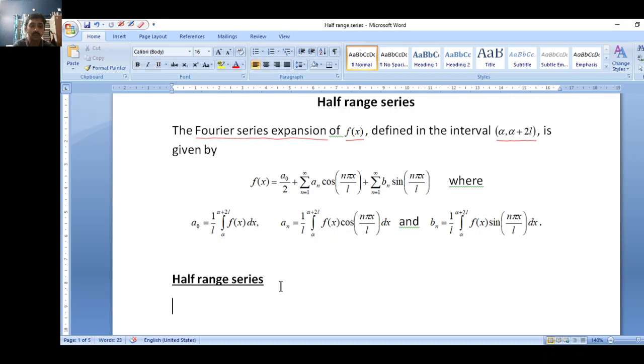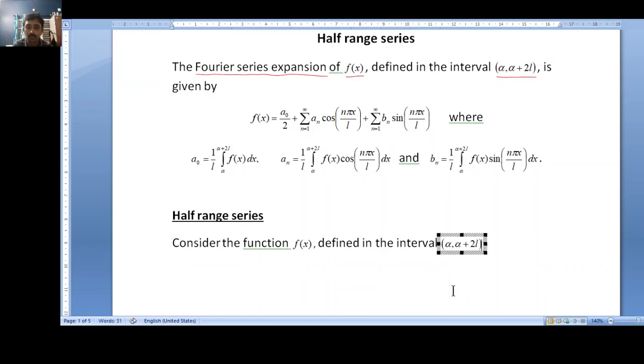So to begin with, the function of consideration is f of x, right? So we have f of x, which is now defined not in the interval alpha comma alpha plus 2l, but in the interval 0 comma l.